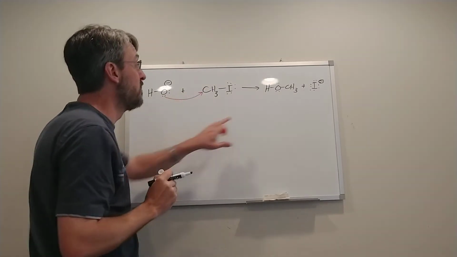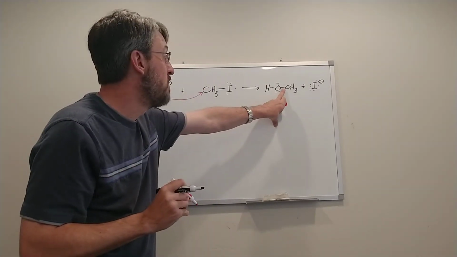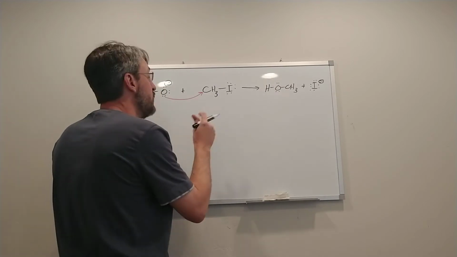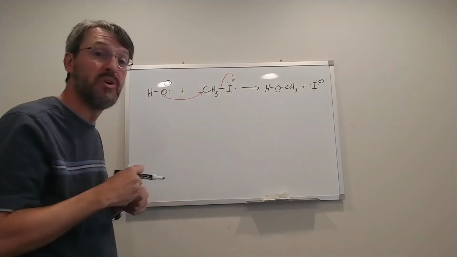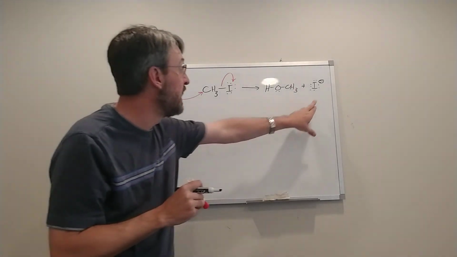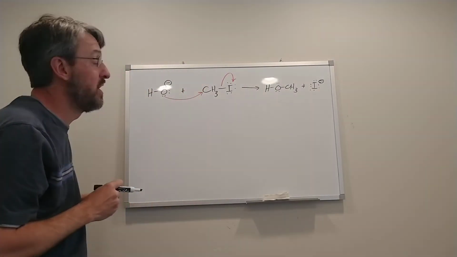form a bond to the carbon. So that's this CO bond right here. But in order to do that, we need to break the bond between the C and the I and put those electrons as a lone pair on the iodide. So that would be the 4th lone pair right here.